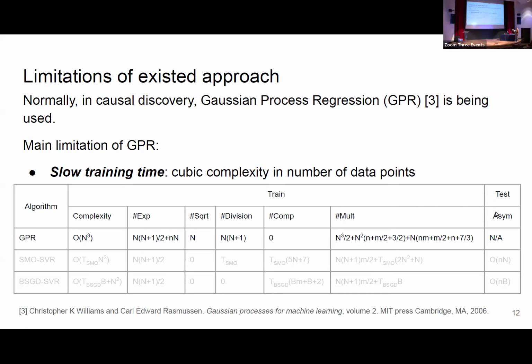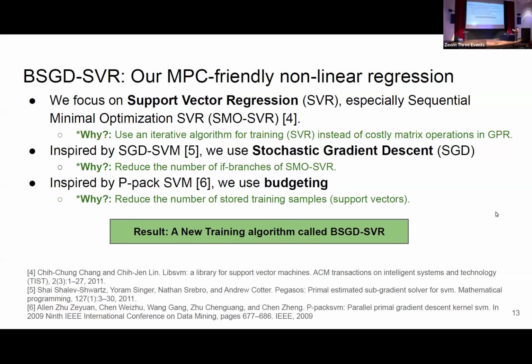So we try to solve this problem by moving to support vector regression, especially the iterative approach, because it reduces the complexity. But we found that the SMO SVR here has a really big number of if-else branches and early stopping. When you try to do secure training and secure inference, you need to run through the whole if-else branches for all the conditions.